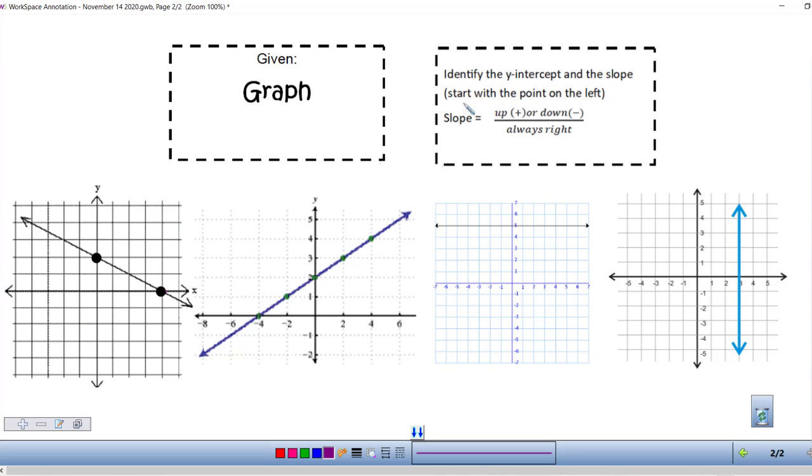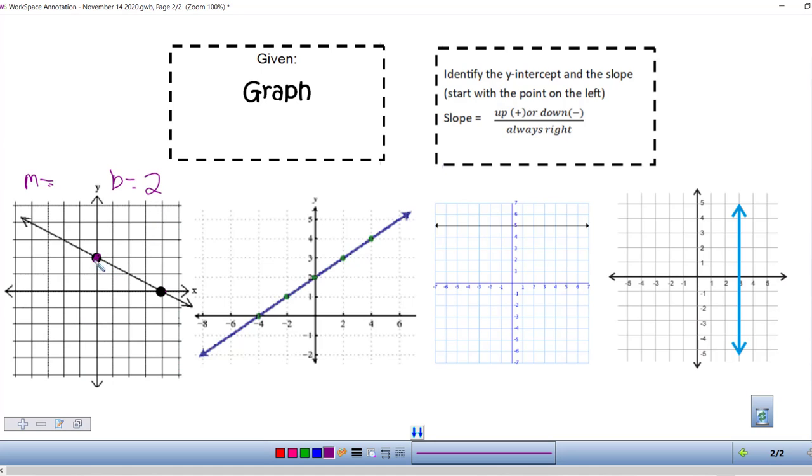And when we count slope, we want to start with the point on the left and count up for positive or down if it's negative, and always go to the right. We will always go to the right because we're starting on the left. So I like to put m equals and b equals. So we need to identify what our two pieces are before we can write the equation. Y-intercept is the easiest thing to find first. We look on the y-axis and I see this is our y-intercept. That is at 2.